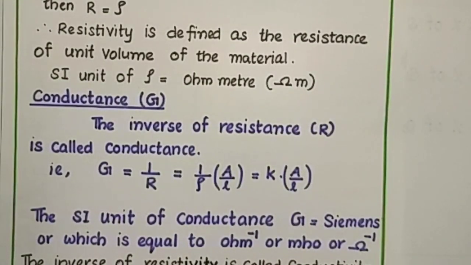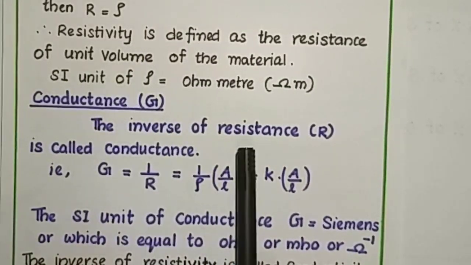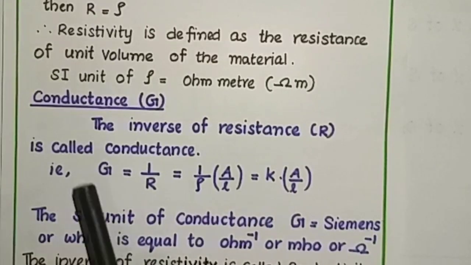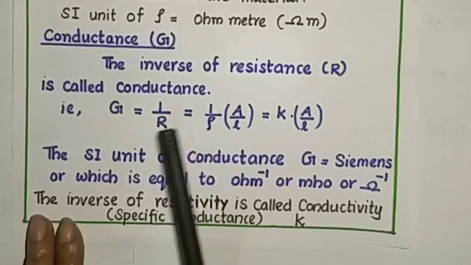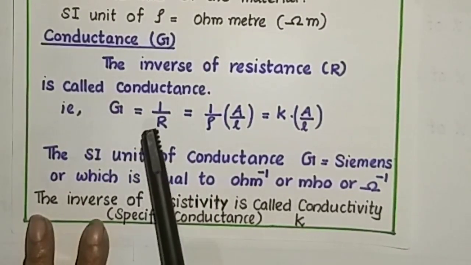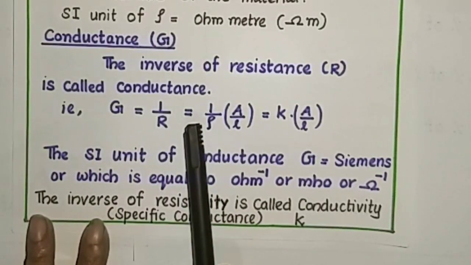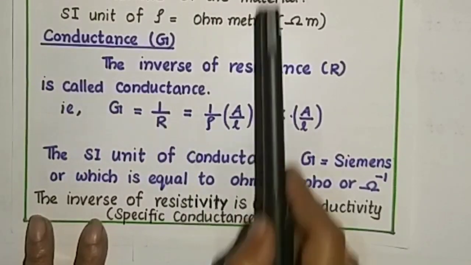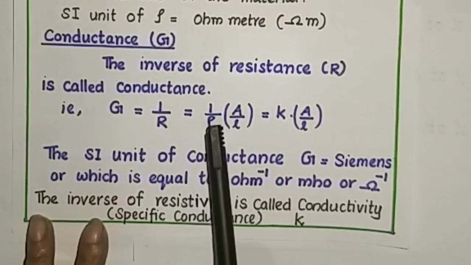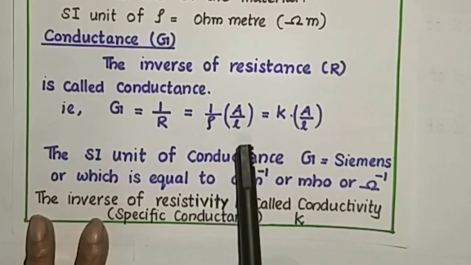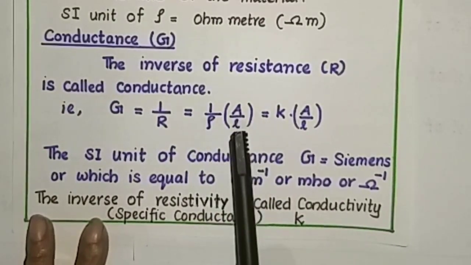Okay. Then next one is the conductance. Conductance G. The inverse of the resistance is known as conductance. Then G is equal to the inverse of resistance, 1 by R. We know that R is equal to rho into L by A. Instead of R, rho into L by A goes to the denominator, so we can write 1 by rho into A by L.